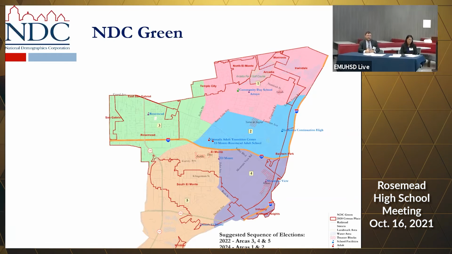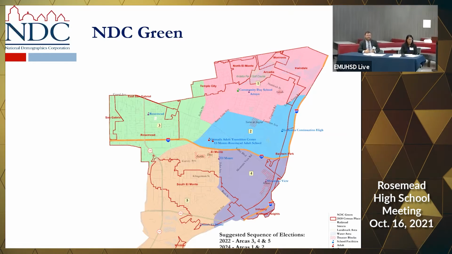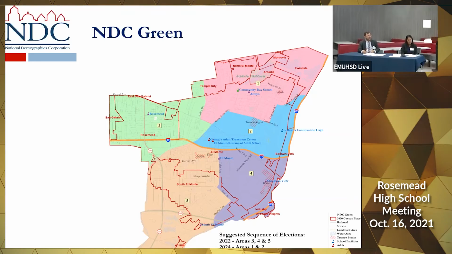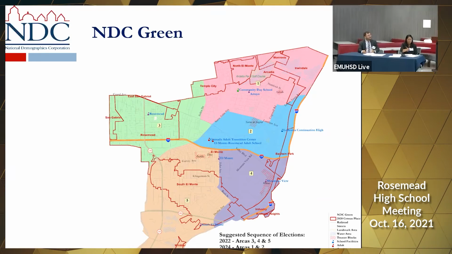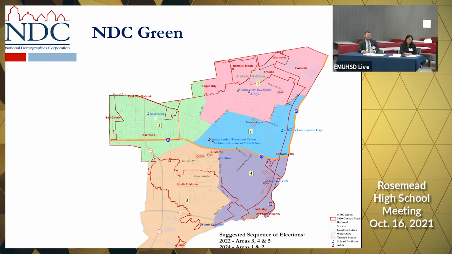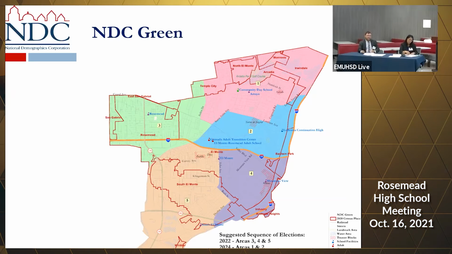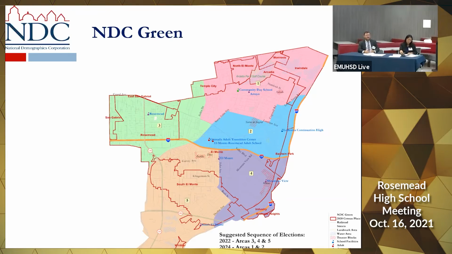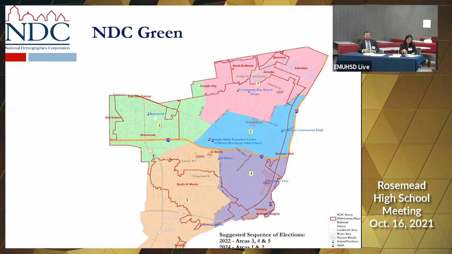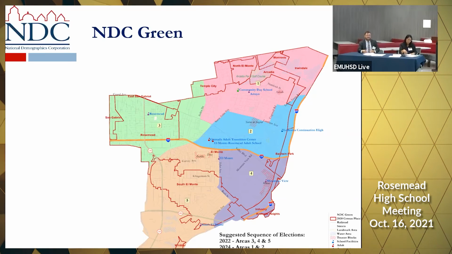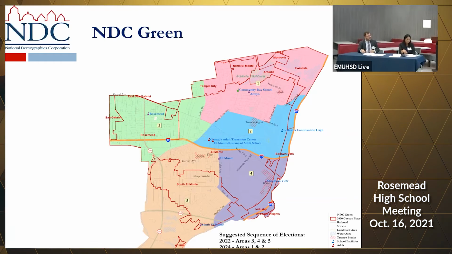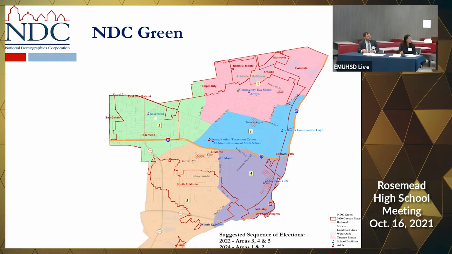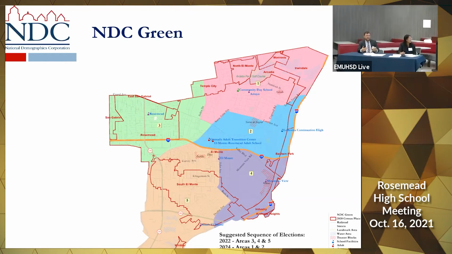This map, like one of the other maps we'll show you today, has 3 majority Latino trustee areas, areas 2, 4, and 5, and 1 majority Asian American trustee area in area 3. Area 1 has a good mix of Latino and Asian American population. What we try to do in this map is draw relatively compact districts.